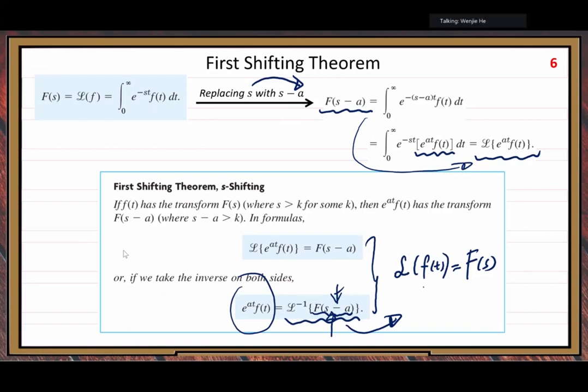All right. The way you do it, you calculate the inverse of capital F of s first, without the shift. Without the shift, you have little f of t. After you find little f, then you apply this formula. You just put an extra e to the at in front of the little f function. So these are the two directions in which you apply this theorem. You need to practice a few times.